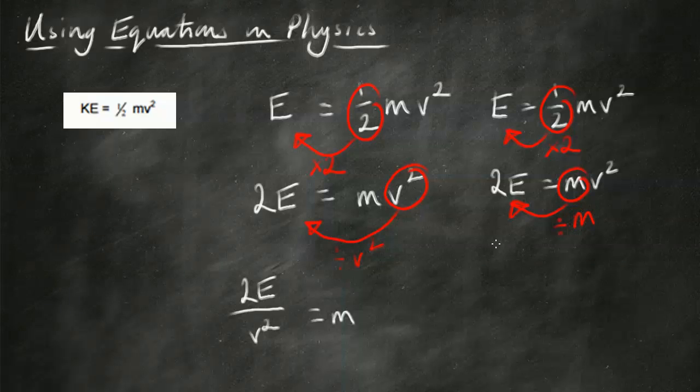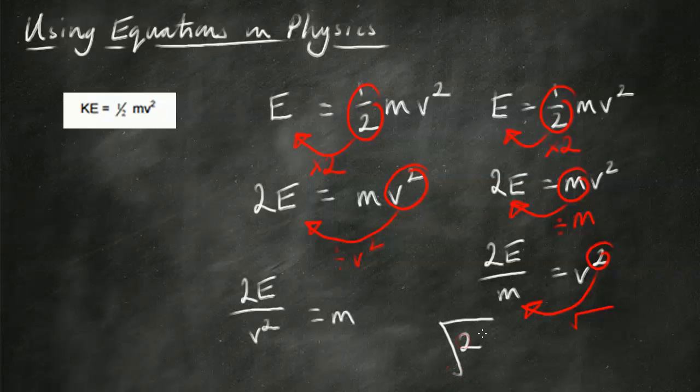So 2e over mass equals v squared. Now I just need to do the inverse of squared, and the inverse of squared is the root of. So my next line is the root of 2e over m equals v.